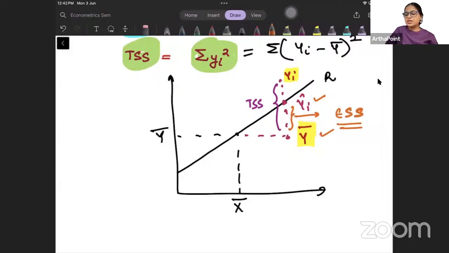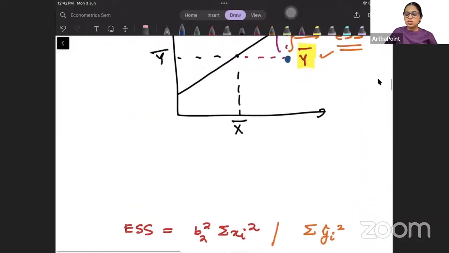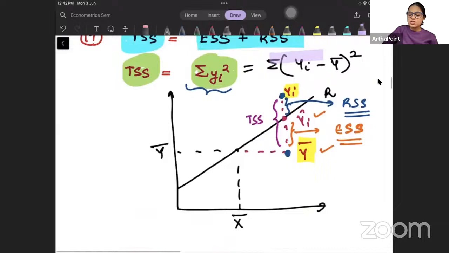The difference between the predicted and the mean value, this is what you could explain. So this is the explained sum of square. And the difference between yi and yi hat, this is the residual sum of square. So just remember this graph. When I find the gap between yi and the mean of yi, that is known as the total sum of square, when you square it and sum it.